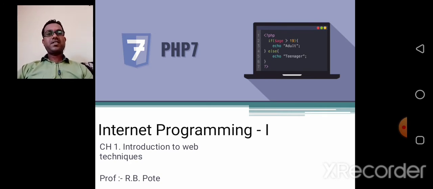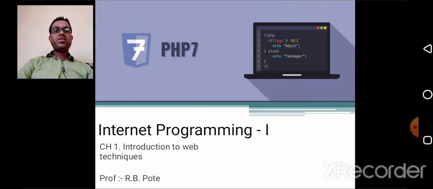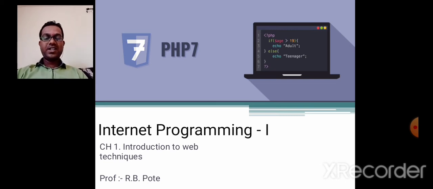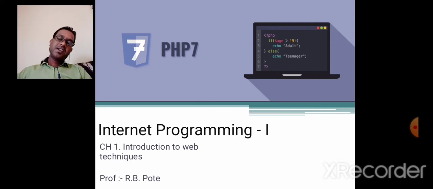It has 6 chapters. First one is introduction to web techniques. Second one is functions and strings. Third one is arrays. Fourth one is introduction to object oriented programming. Fifth one is files and directories. And the last chapter of this semester is database using PostgreSQL. So let us start with it.